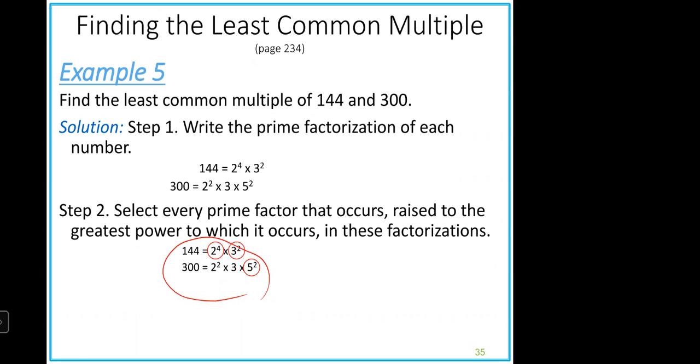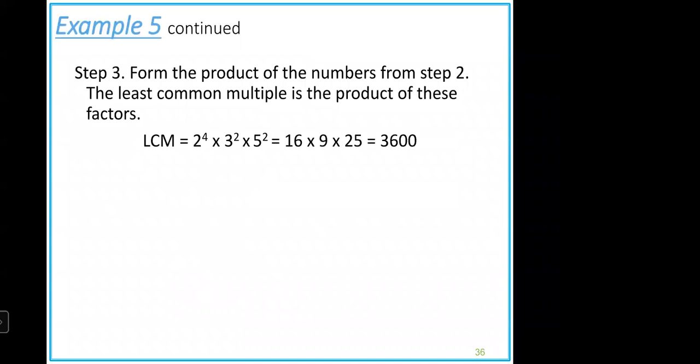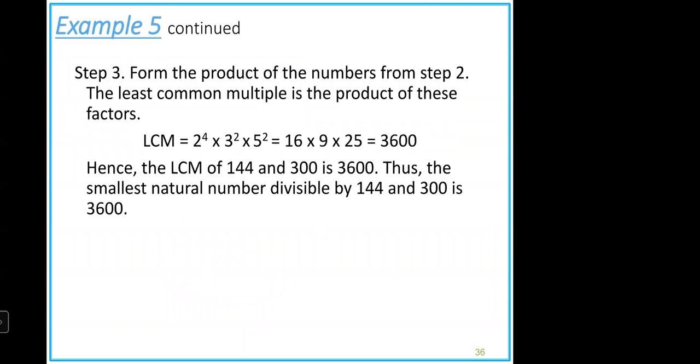But once it's a factor, we're going to circle it. And so the lowest common multiple then would be the 2 to the 4th times 3 to the 2nd times 5 to the 2nd. Okay. And so we work that out: 2 to the 4th times 3 to the 2nd times 5 to the 2nd.